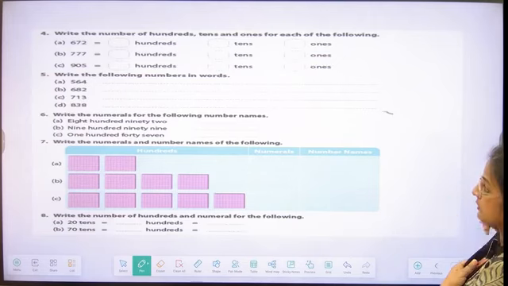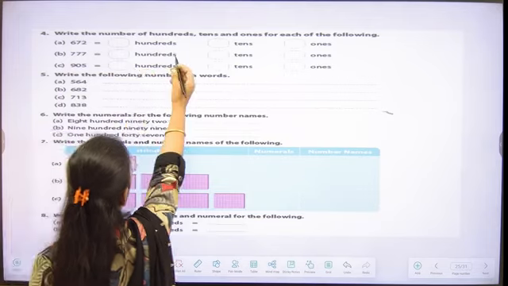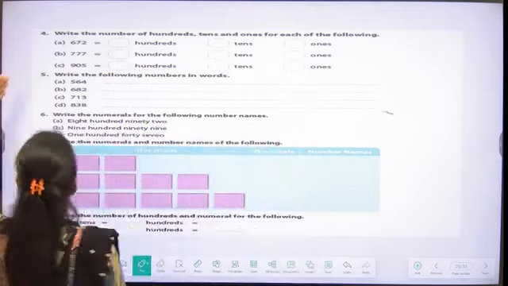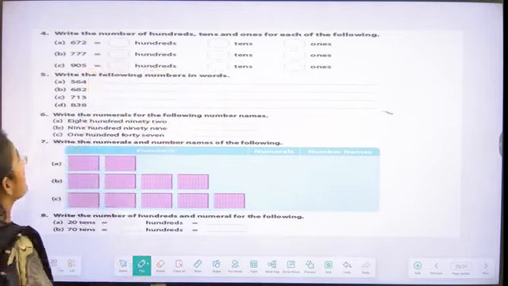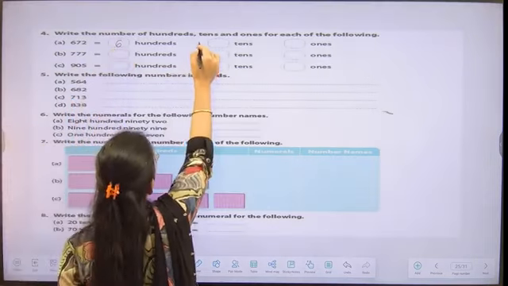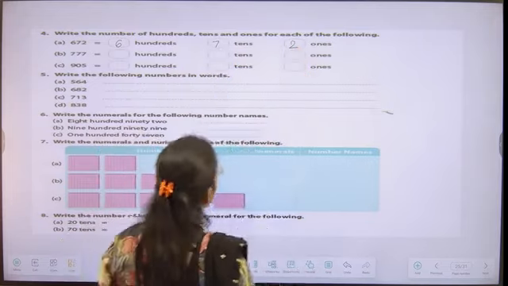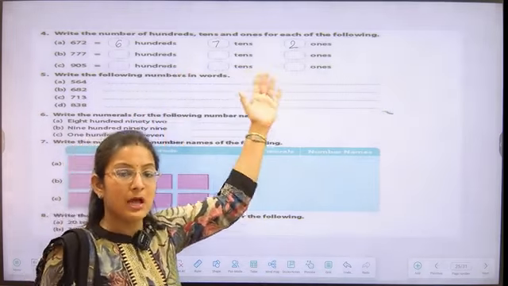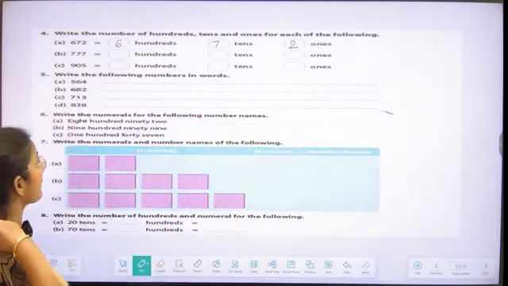Moving to the next one, students. Now what we have to do? We have to write the hundreds, tens and ones numbers for each of the following. So as you can see, our hundreds number is 6, our tens number is 7 and our ones number is 2. So with this, we are writing the numbers at their place values, the hundreds, the tens and the ones. Rest of you can do by yourself.